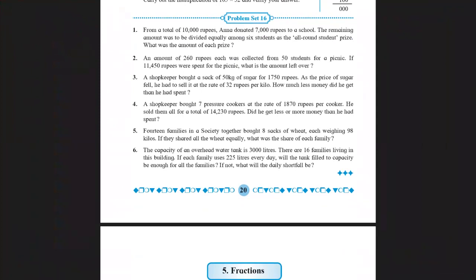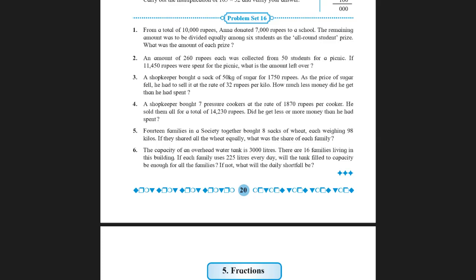Okay. First question. From a total of 10,000 rupees, Anna donated 7,000 rupees to a school. The remaining amount was to be divided equally among 6 students as the all-round student prize. What was the amount of each prize? So you have to read the question till you understand. Total amount of money that Anna had is how much? 10,000. How much did she donate to the school? 7,000. So from 10,000, if she has given 7,000, how much does she have with her? 10,000 minus 7,000. How much is that? 3,000. So she has 3,000 rupees with her.